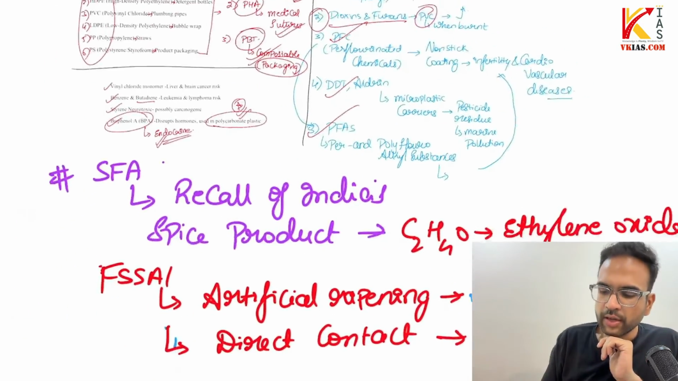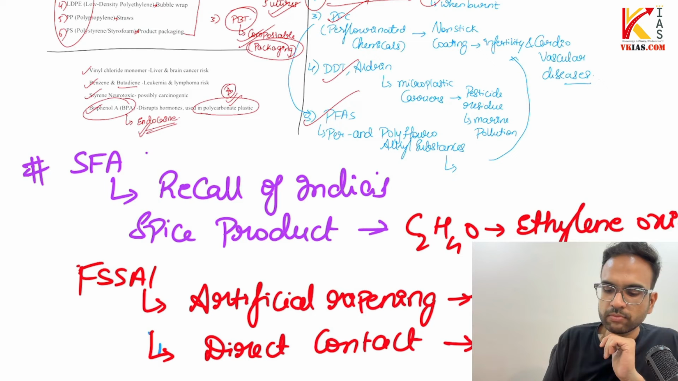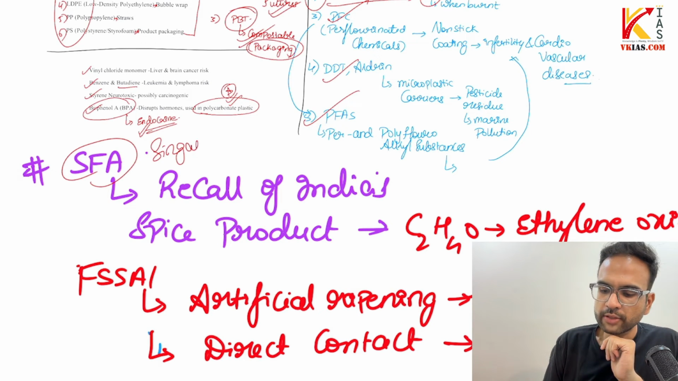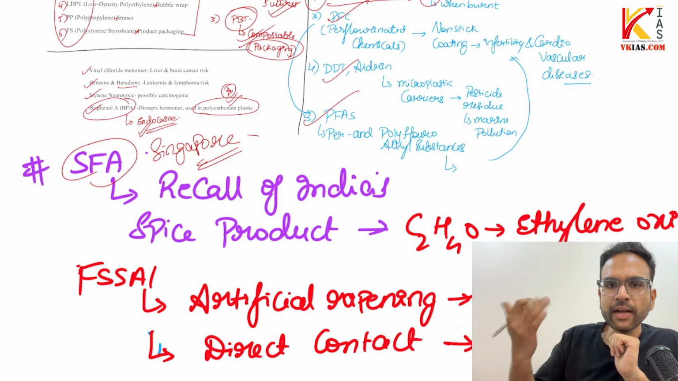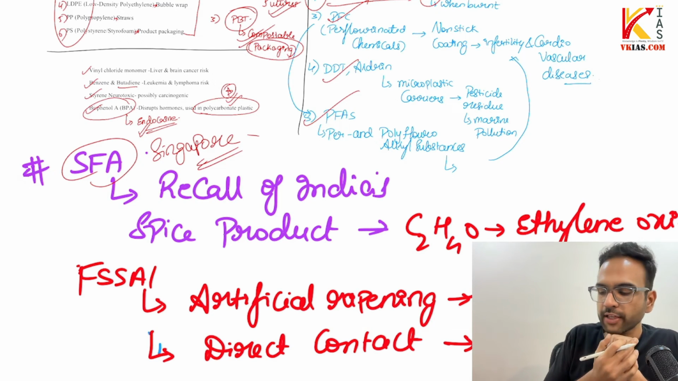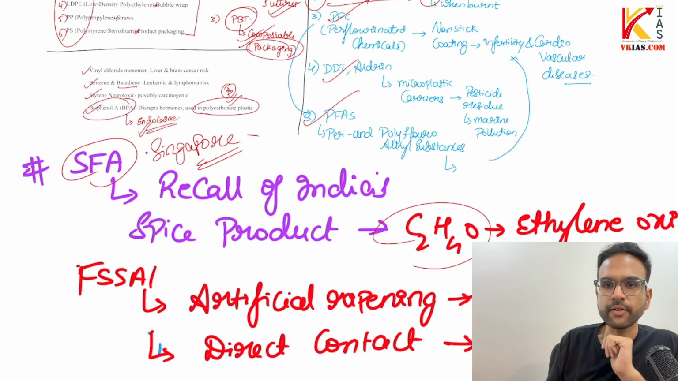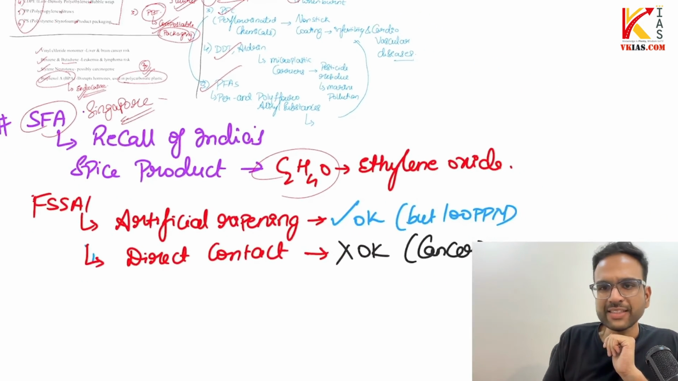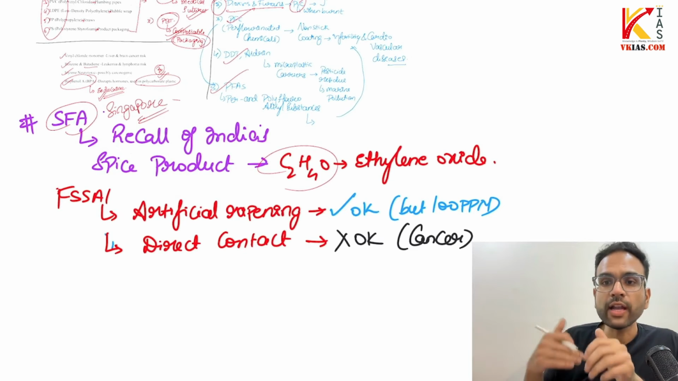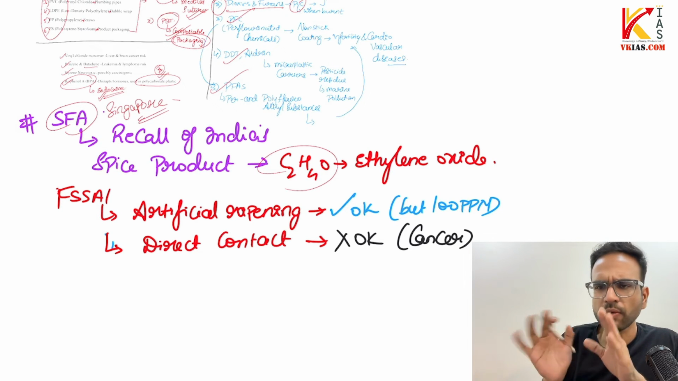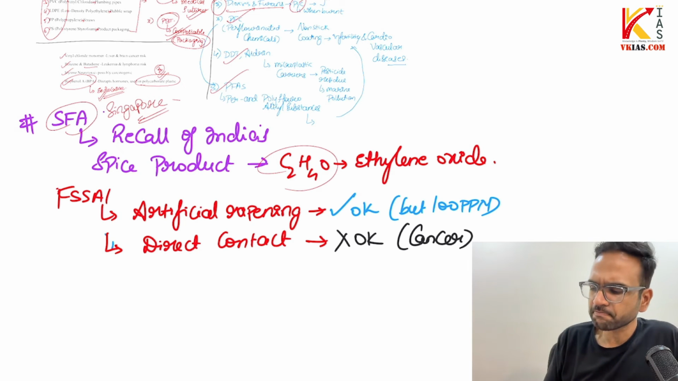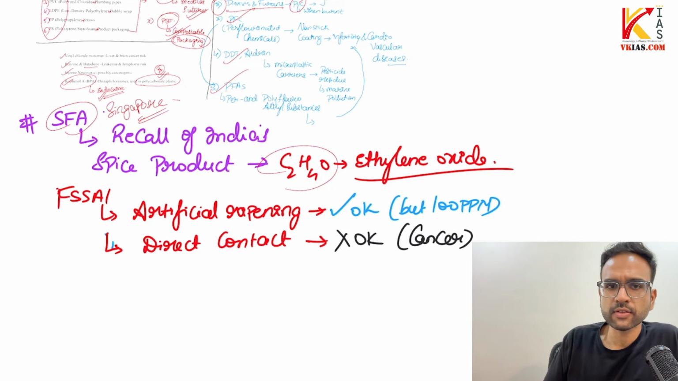Okay. Current affairs. Recently, Singapore food authorities actually sent back India's spice products because they found something called ethylene oxide. This can be asked in the question. So how can UPSC twist this? Does it mean that we are not supposed to use this at all? Or what is ethylene oxide in the first place?